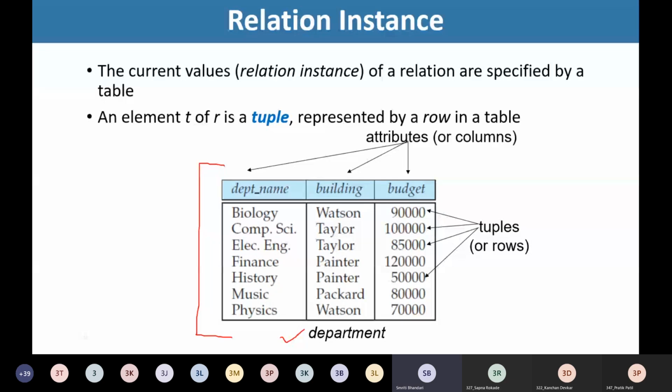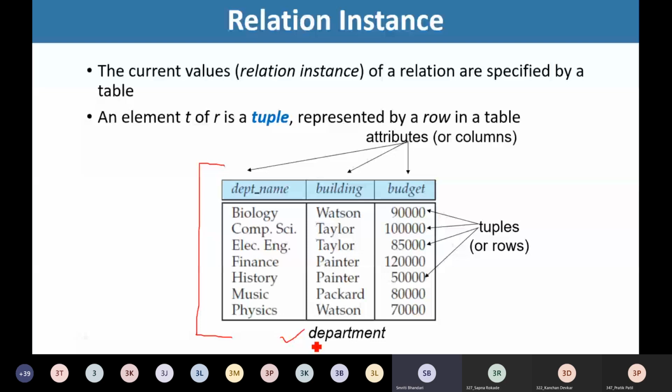If tomorrow I add few more values, few more tuples in my relation department, then I'll be having another instance of my relation department. So at that instance of time, whatever are the values, whatever are the rows, whatever are the tuples I am having in a particular relation, I'll say that that is the instance of that relation.